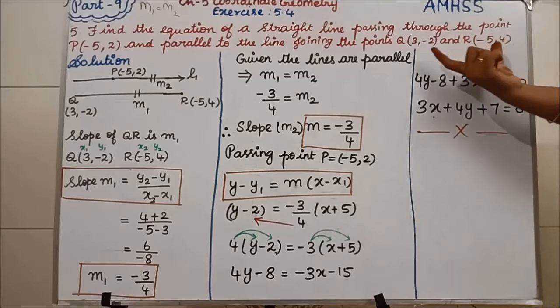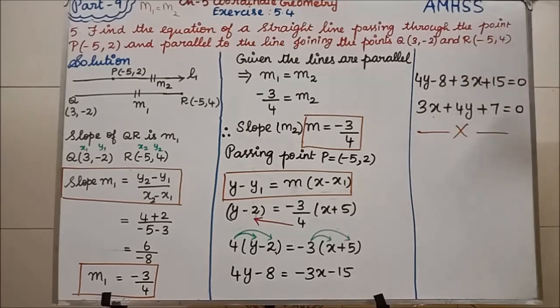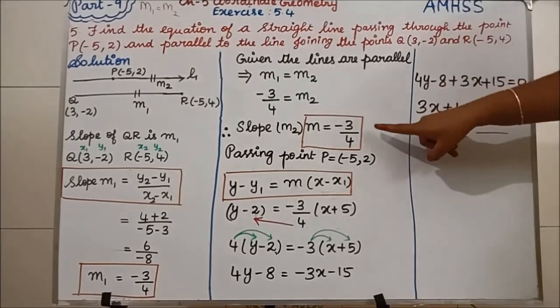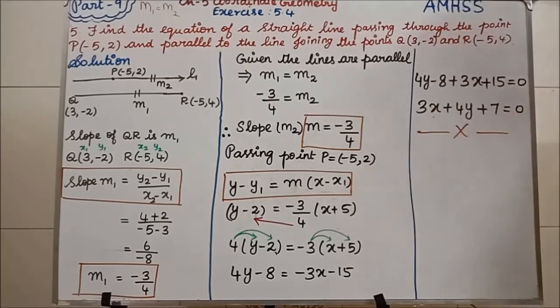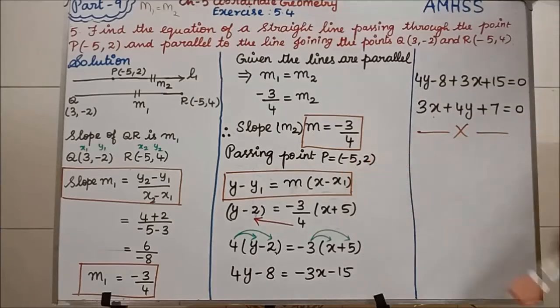Using these 2 points we have got m1, and there is still another point given in the question. What is that? P(-5, 2). So we have one slope and 1 point. What is the formula for 1 point, 1 slope? y minus y1 equals m into x minus x1. Clear, students? That is the 1 point, 1 slope formula.